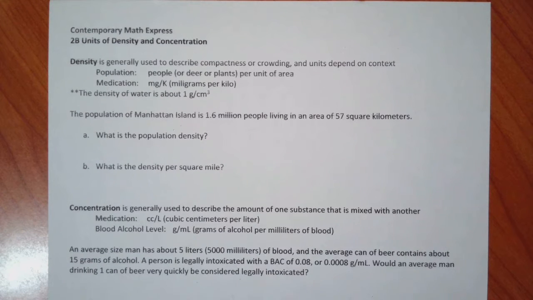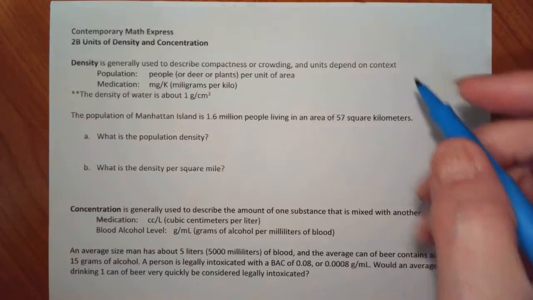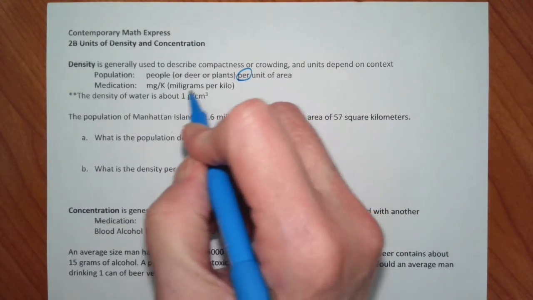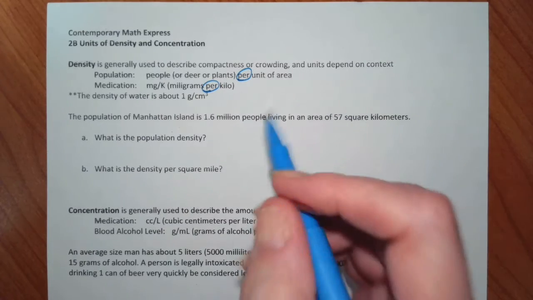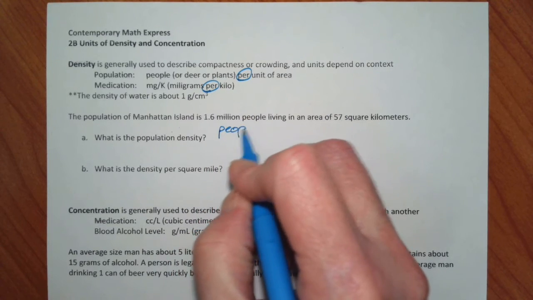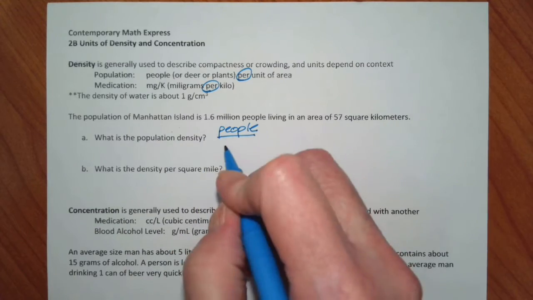So let's start out here. The population of Manhattan is 1.6 million people living in an area of 57 square kilometers. Notice there is the word per in each of these, which means we are going to divide. So we are going to do people per kilometer.